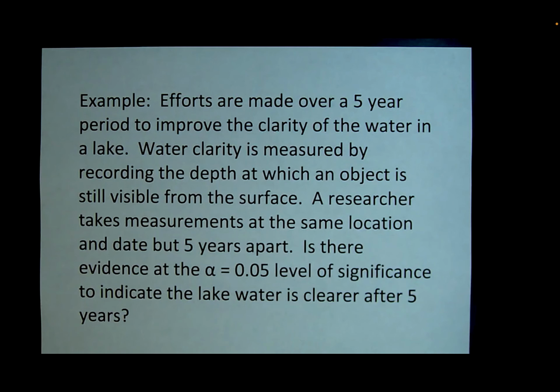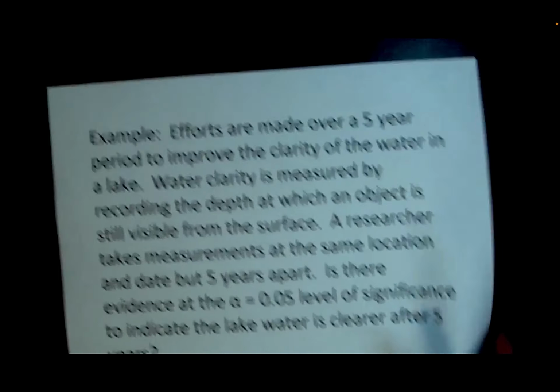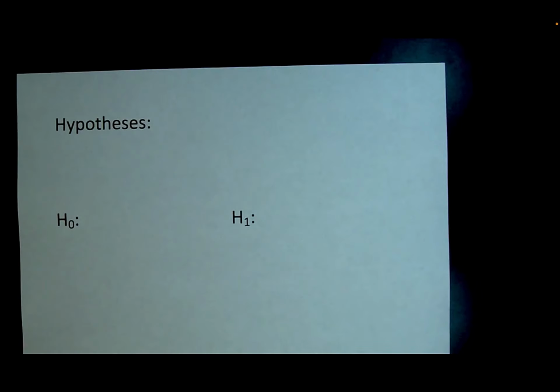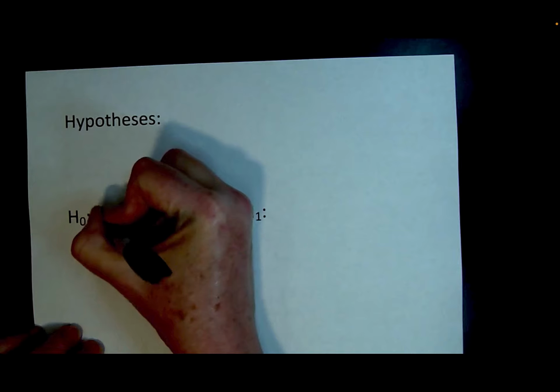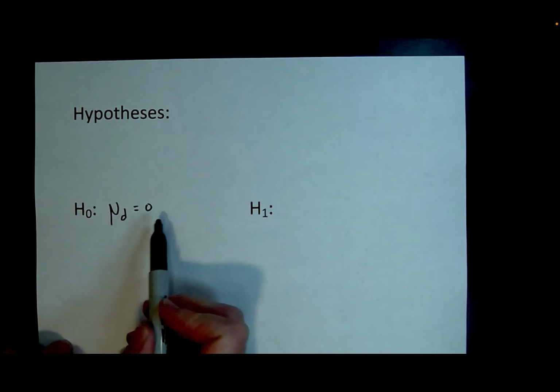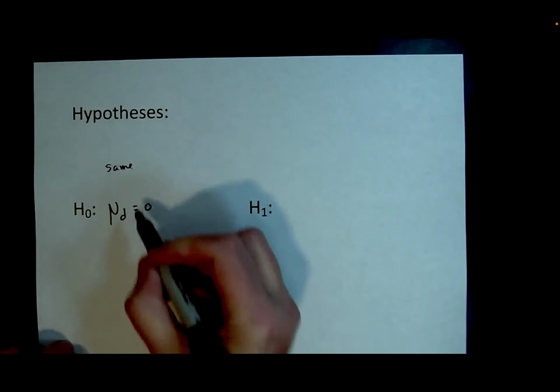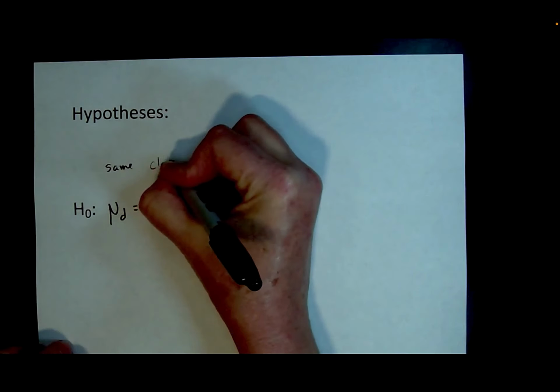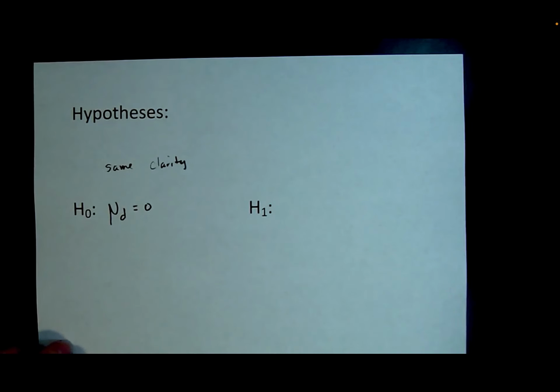Is there evidence at the alpha equals 0.05 level of significance to indicate the lake water is clearer after 5 years? So what are our hypotheses going to be? Well, the null hypothesis will be that there is no difference, that the average difference in water clarity is 0. So in other words, I'm just going to make a note up here in words. What is it that we're saying here? This is saying same clarity before the 5-year project and after the 5-year project.